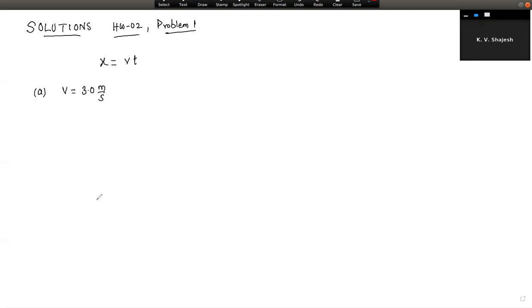Recall that this is a linear plot. As time increases, x also increases. First of all, at time t equal to 0, x is equal to 0. And for a very large time, x is going to be positive. So let's clarify that.